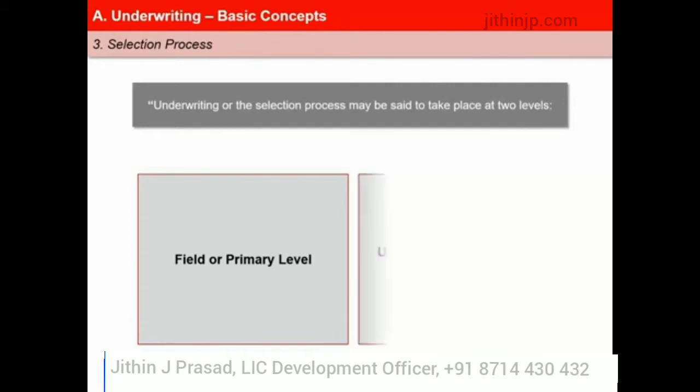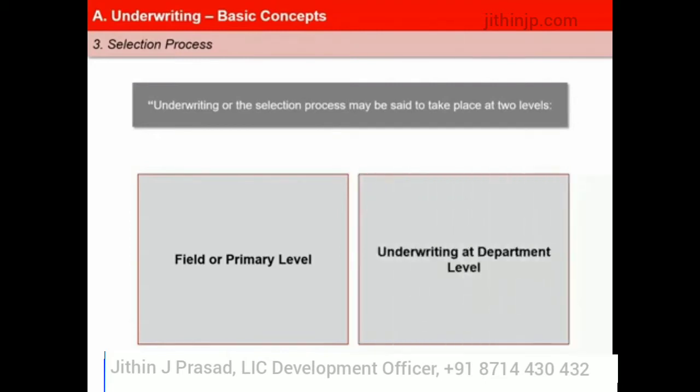And second is at underwriting department level. Underwriters of insurance companies take up the responsibility of underwriting policies at department level. Such underwriting involves specialists and persons who are proficient in this work. They consider all the relevant data on the case and decide whether to accept a proposal for life insurance or not and on what terms.